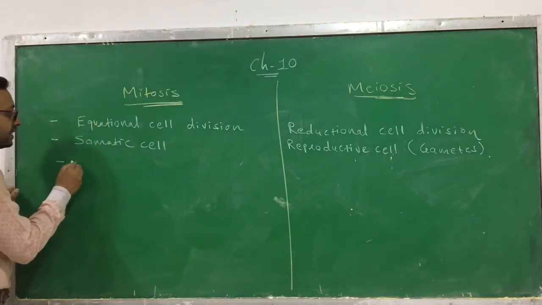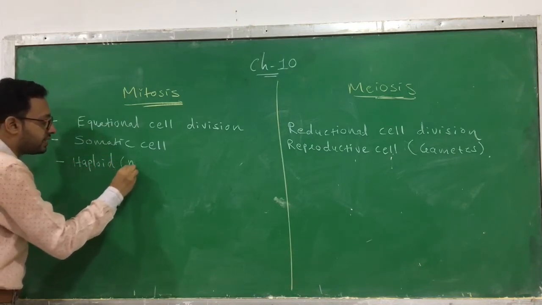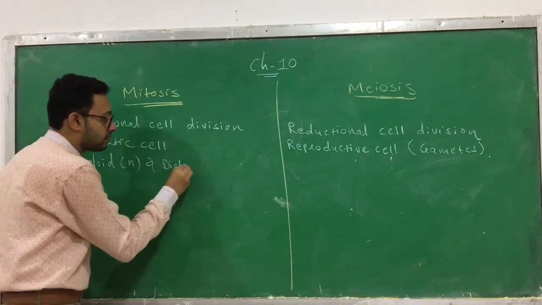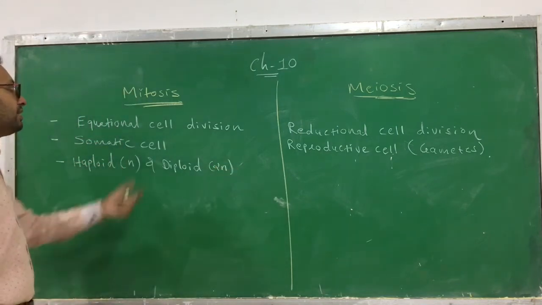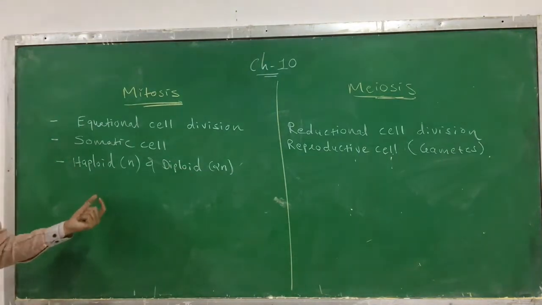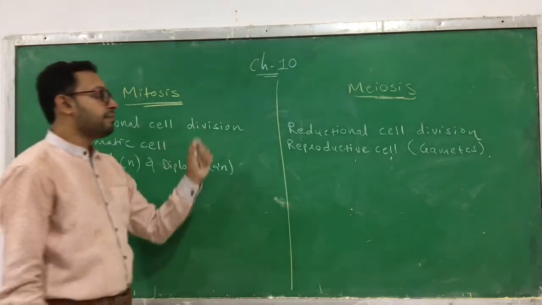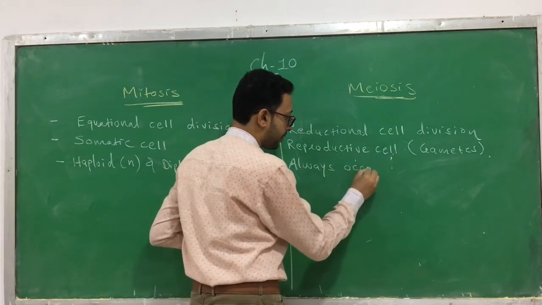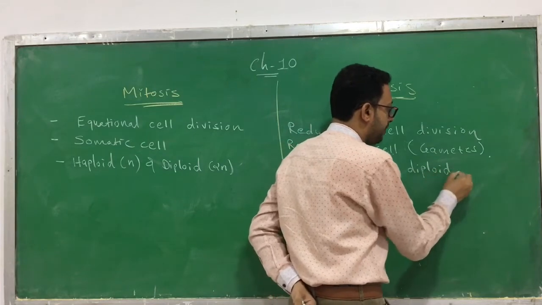Mitosis occurs in any kind of cell. It may be a haploid cell. Haploid means it contains n number of chromosomes, and it can also occur in diploid cells. Diploid cells mean we have 2n number of chromosomes. But here mitosis can occur in both haploid and diploid cells. There are a few examples of plants which have haploid cells. Even in that case, mitosis takes place. But meiosis always occurs, always remember, in a diploid cell. It never occurs in a haploid cell.